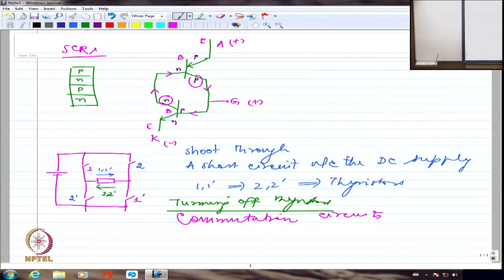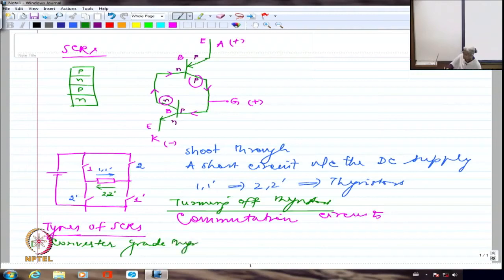Right? So if I look at actually the types of thyristors or SCRs, there are mainly 3 types of SCRs that are available in the market. The first and foremost one, we call them as power frequency thyristor or converter grade thyristor. Converter grade thyristor is generally used for rectification. So converter and rectifier again are used interchangeably. They are kind of synonymous.